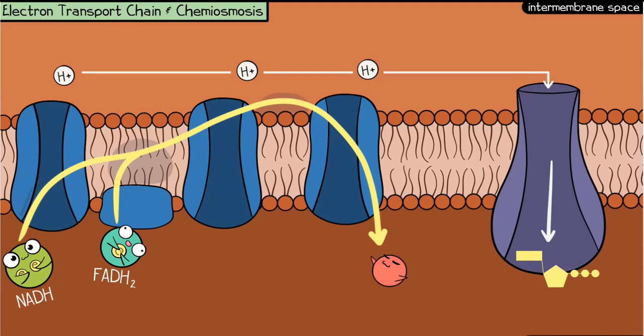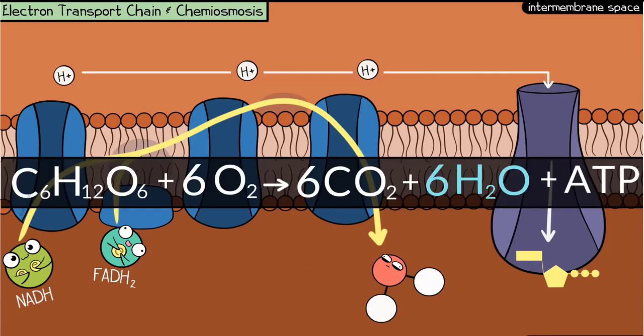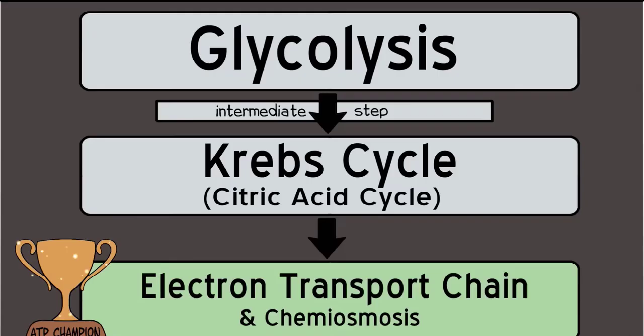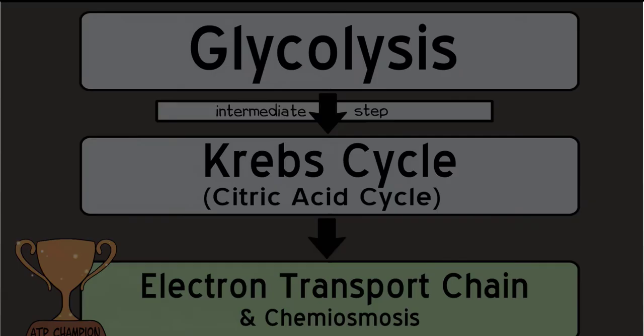Oxygen is the final acceptor of the electrons. When oxygen combines with 2 hydrogens, you get H2O, water. If you remember from our equation, water is a listed product. Now, the electron transport chain and chemiosmosis step makes a lot more ATP compared to the other 2 previous steps. How much?